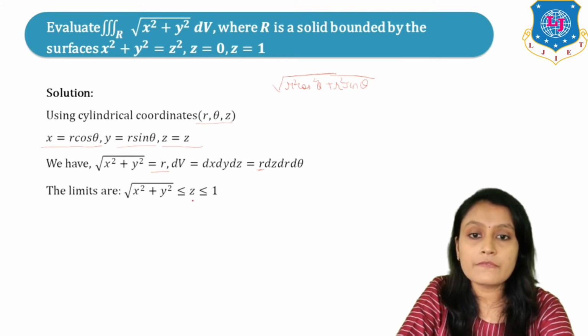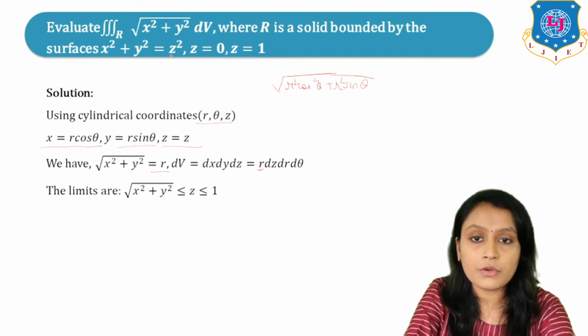Now the limits. The limits of z will be from under root of x square plus y square to 1. Taking the under root over here, you will get under root x square plus y square less than or equal to z less than or equal to 1.